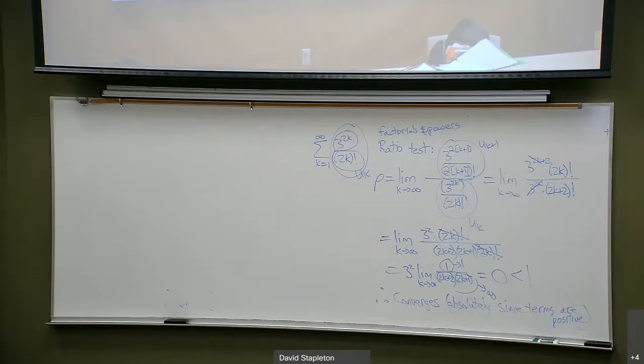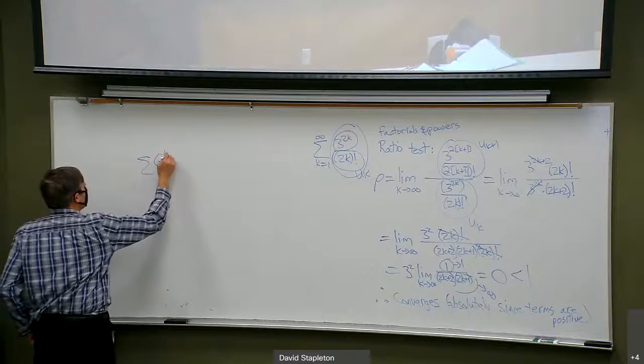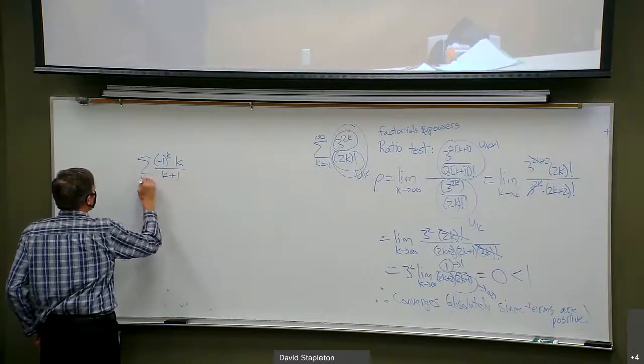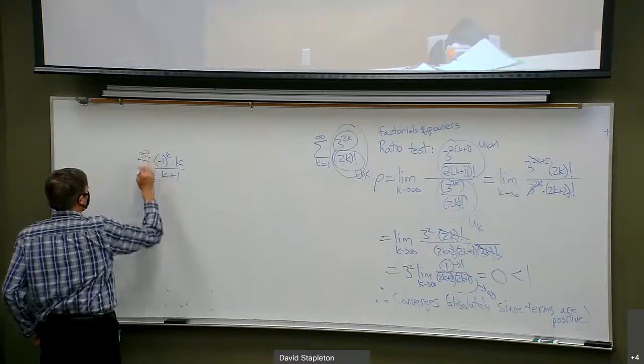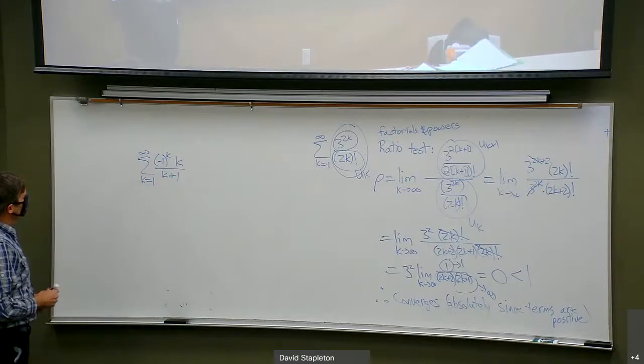I gave you a hint on some of these also. Here's another one. Sum of (-1)^k over (k plus 1), k running from 1 or 0 to infinity, it doesn't matter. How about that one? Does that one converge absolutely, converge conditionally, or diverge?